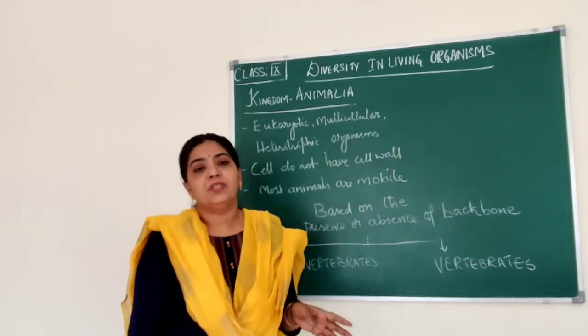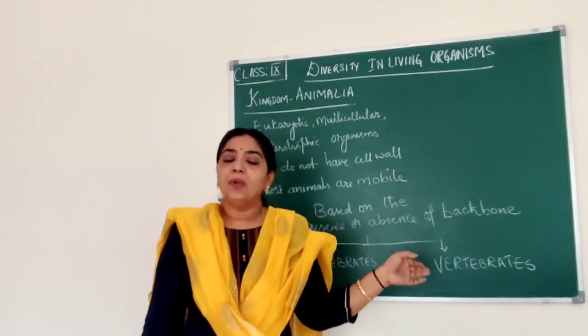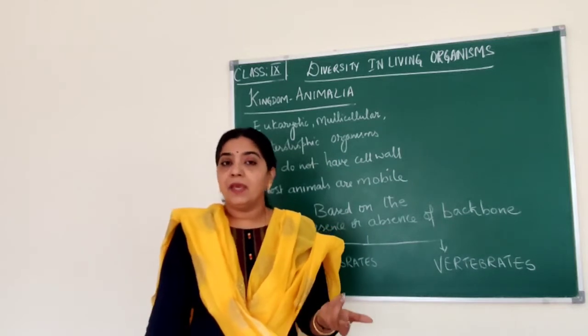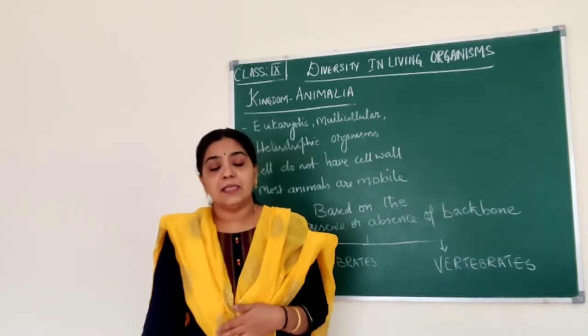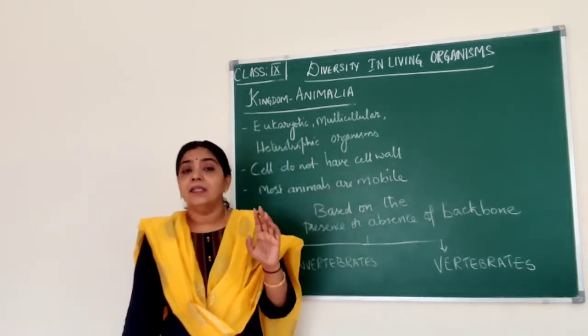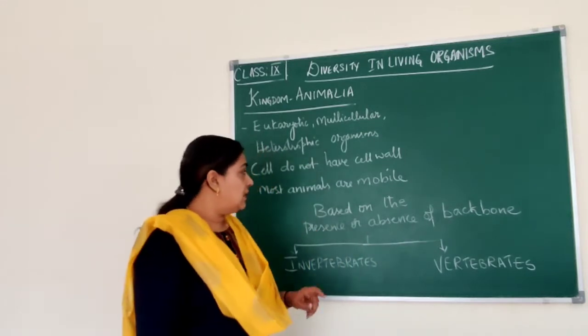And how do we differentiate an animal cell from a plant cell? We know very well that all plant cells, and a few bacteria and fungi, have a cell wall. None of the animal cells will have a cell wall. Cell wall is absent in animal cells.